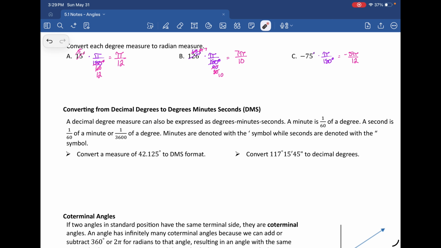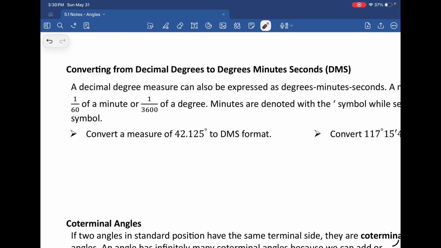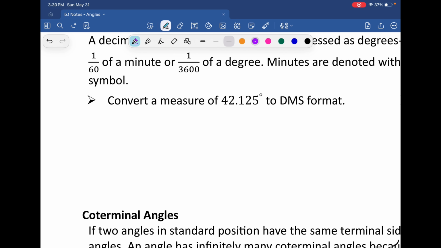A decimal degree can be measured in degrees, minutes, seconds. If we think logically on this, 1 minute is 1/60th of a degree. So how many minutes are in a circle? 60. A second is 1/60th of that. All right, so to convert, this is considered decimal degrees.